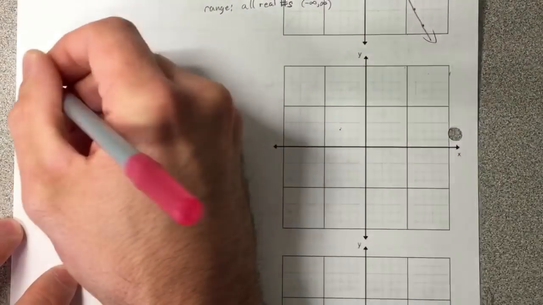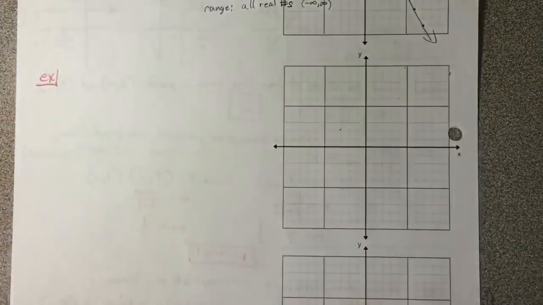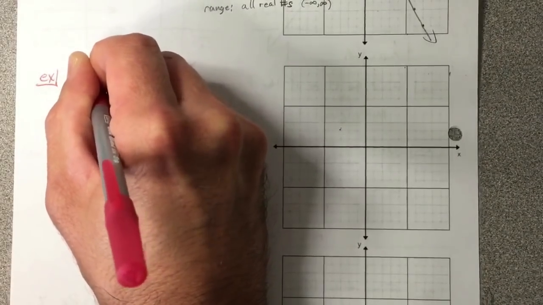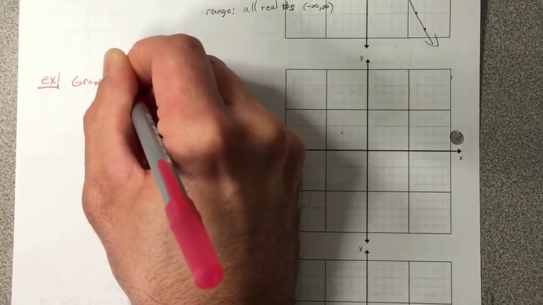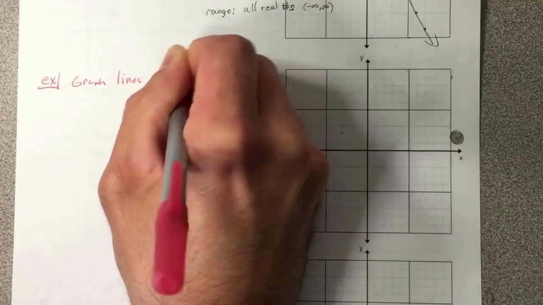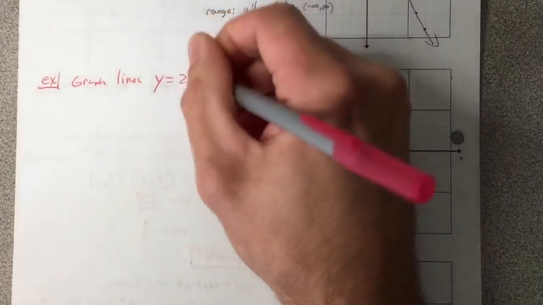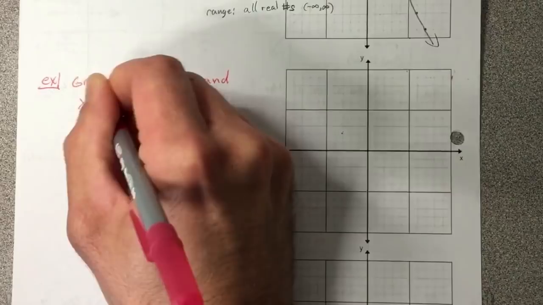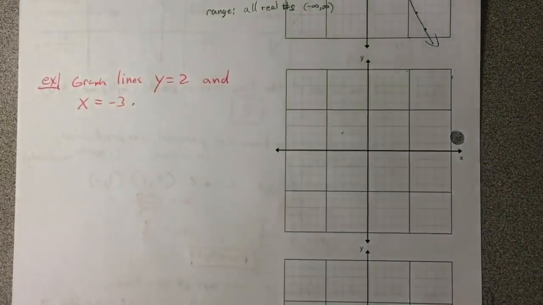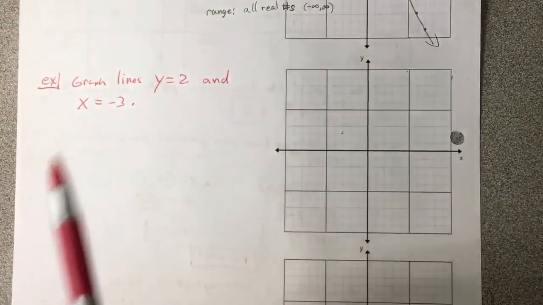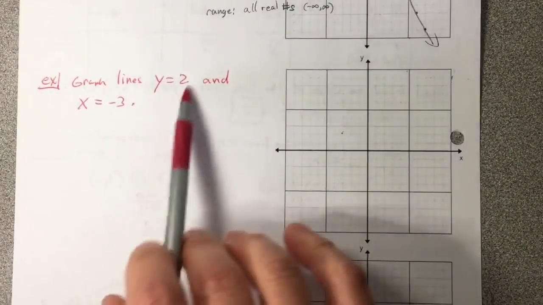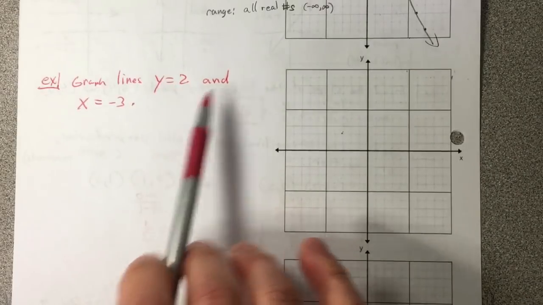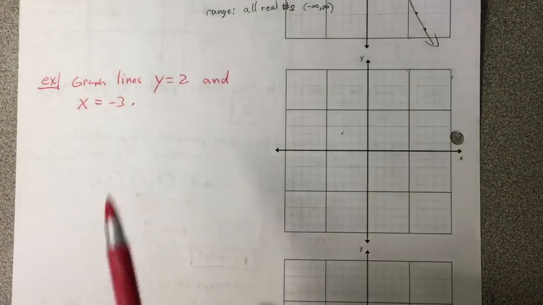But I'm going to give you 2 examples in this next example. We're going to graph 2 lines: the line y equals 2 and the line x equals -3. Now, we're graphing lines. So each of these represents a line that is at y equals 2 and a line that is at x equals -3.